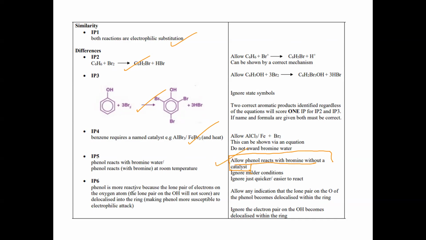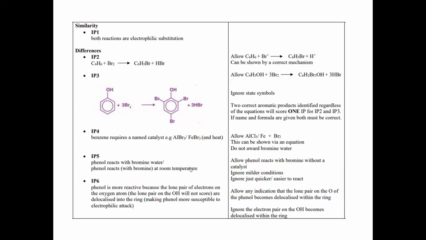Then phenol is more reactive because the lone pair of electrons on the oxygen atom is delocalized into the ring. Yes, that's the point they're asking. We wrote that part. They say that if you want to add more things, whatever is in the brackets is not compulsory to have. Therefore, phenol is made more susceptible to electrophilic attack, or phenol is more reactive. But the main point they're expecting is that the electron cloud of the oxygen atom in phenol gets delocalized with the electron cloud of the benzene ring. So we have 1, 2, 3, 4, 5 and 6 marks. This is what we have in the marking scheme.